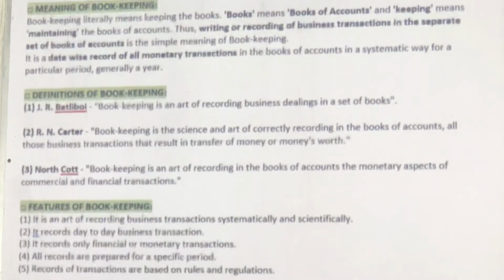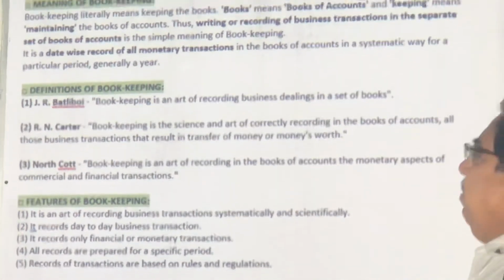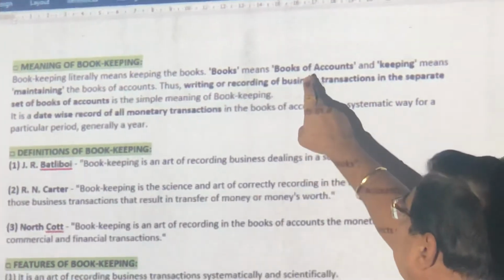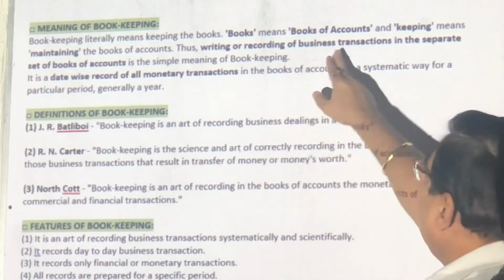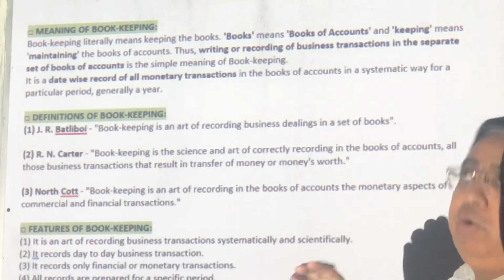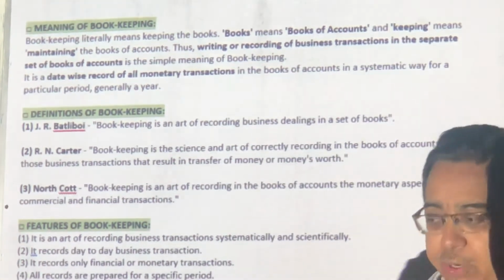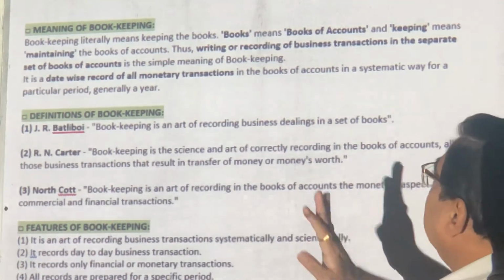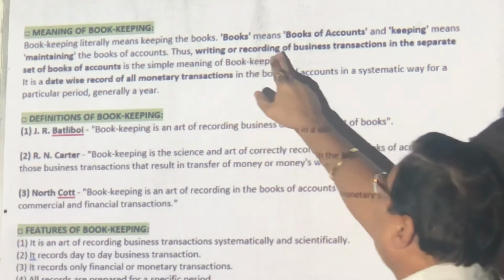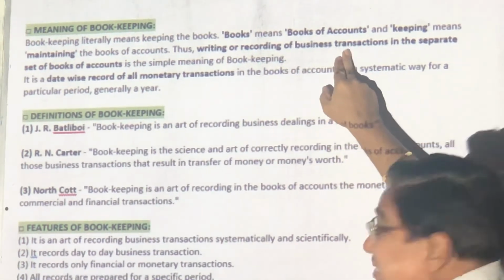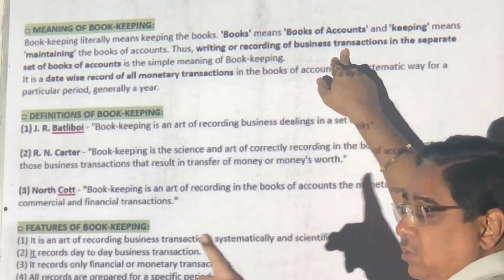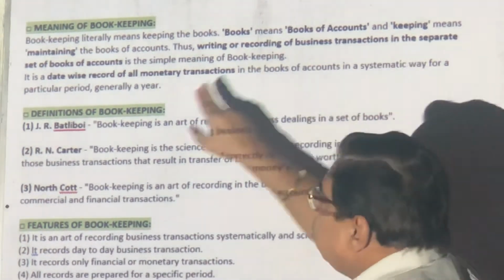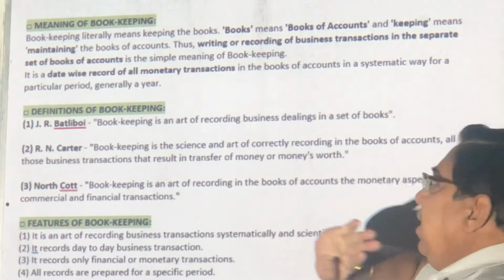Now, let's go into details. What is the meaning of bookkeeping? We just saw definitions. You have to keep books of account. Bookkeeping doesn't mean library books. Books of accounts, and keeping means we don't keep them on the top shelf. How to write and maintain. Okay? The writing or recording of business transactions only. Remember, business transactions for money or money's worth, in separate books of account, is bookkeeping.